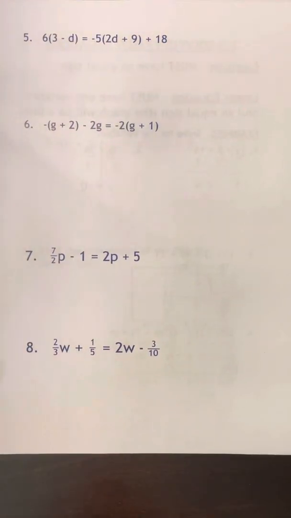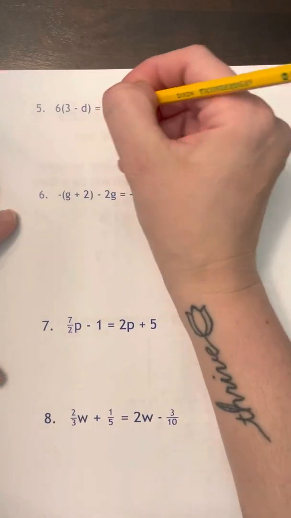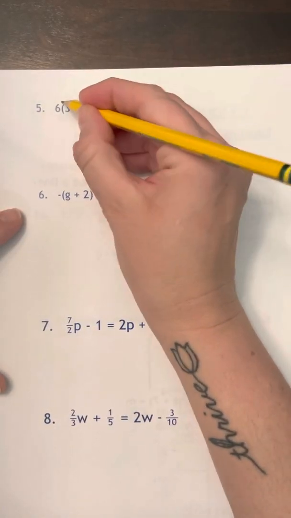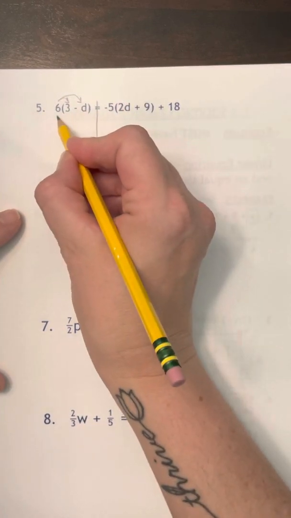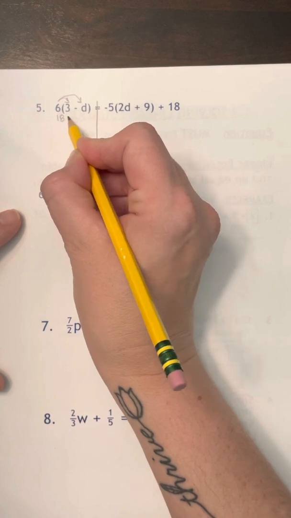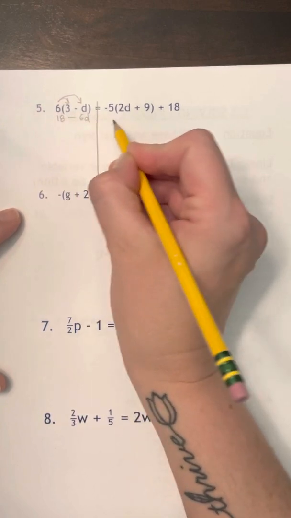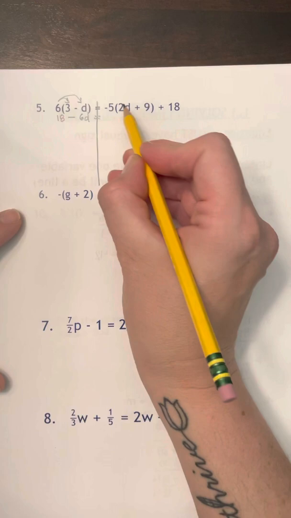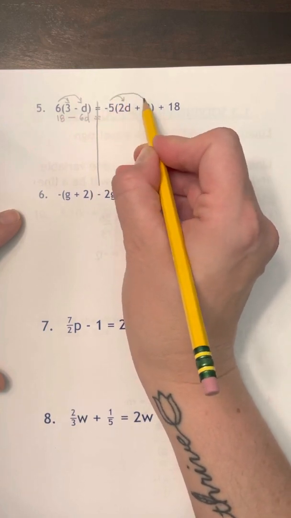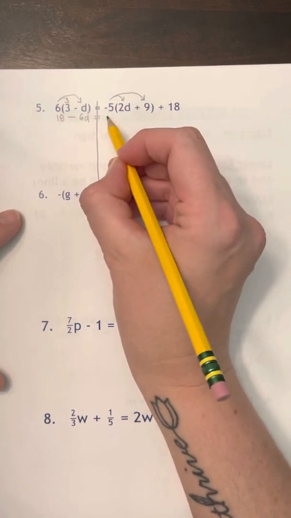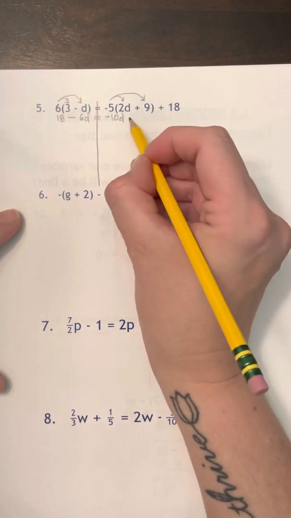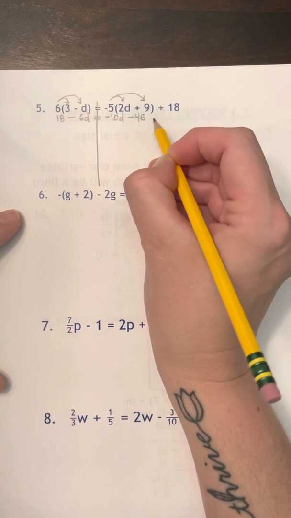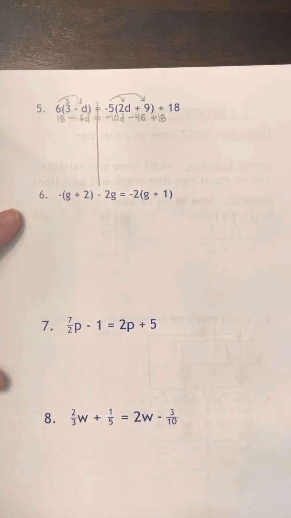All right, so number 5 is a lot like the last one we just did. We're going to have some grouping symbols, so we're going to distribute. So over here, I'm going to distribute the 6. So 6 times 3 is 18, minus 6 times d is 6d. On the right-hand side, I'm going to distribute a negative 5. Negative 5 times 2d is negative 10d. A negative 5 times a positive 9 is a negative 45. And then I continue to have the plus 18.